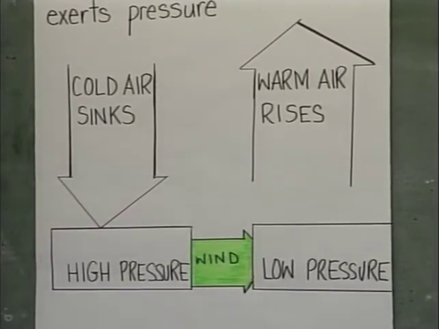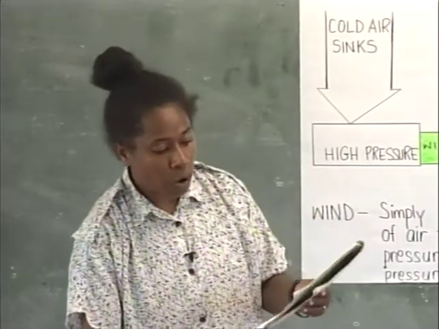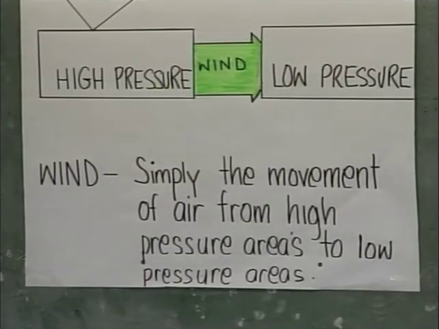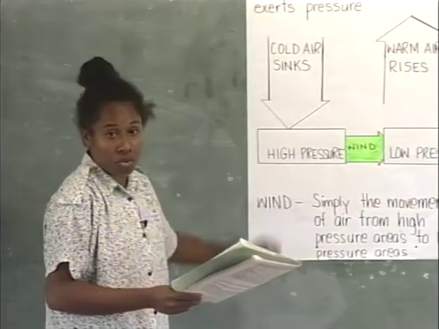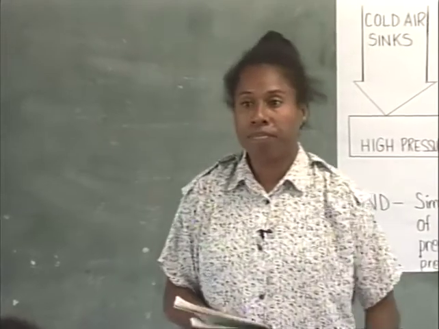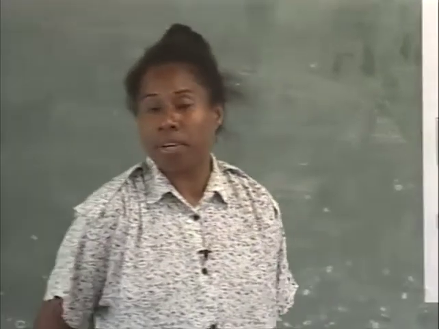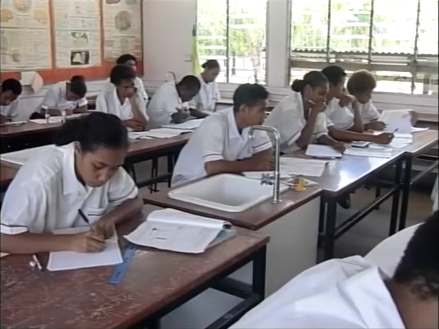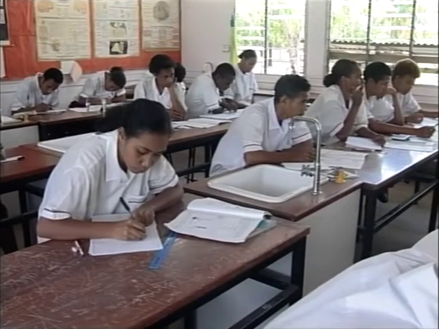And the third most important point to remember is wind is simply the movement of air from high pressure areas to low pressure areas. You have a diagram there, figure 16. You can look at the diagram. The diagram is very similar to what I have put up here on the board. And that diagram explains those three important concepts that have been mentioned. Any questions so far on what we have looked at on the introduction on air pressure? Questions? No questions? Okay.